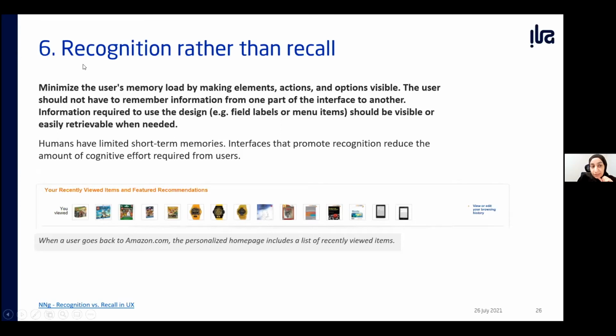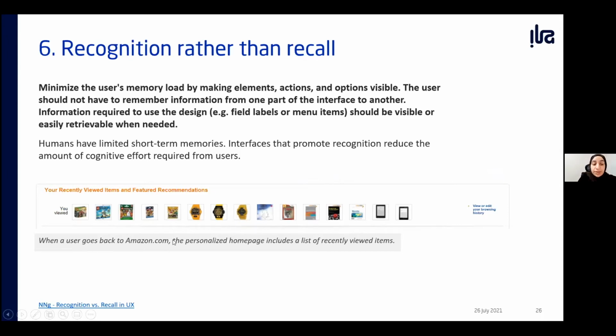Rule number 6, which is recognition rather than recall. Basically, what that means is that you should not ask your users to remember things. You should be the one who reminds them. So always try to minimize the user's memory load by making elements, actions, and objects visible. Your user should not remember any information from one interface to another.